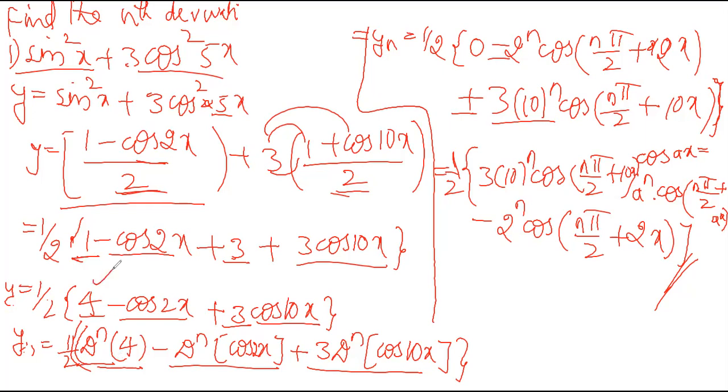Separately, I write this one, this one, and this one. Then the differentiation of a constant is 0. 0 minus, here 2 is there, that's why minus 2 to the power of n cos(n pi by 2 plus 2x). Plus the next constant, 3 into 10 to the power of n cos(n pi by 2 plus 10x).